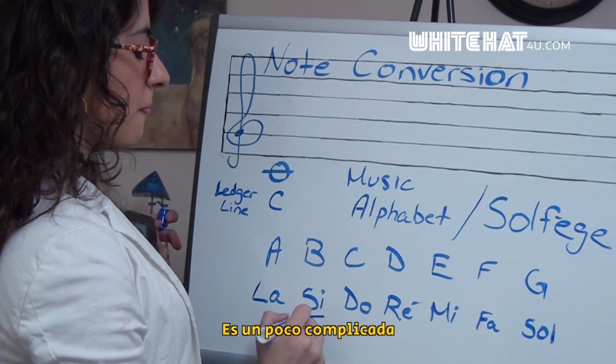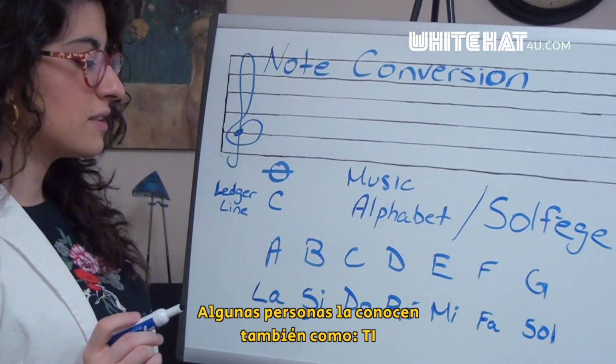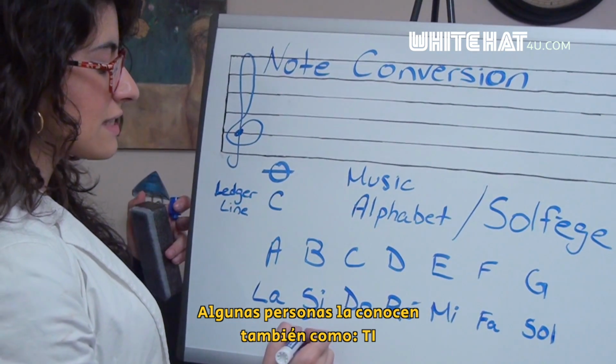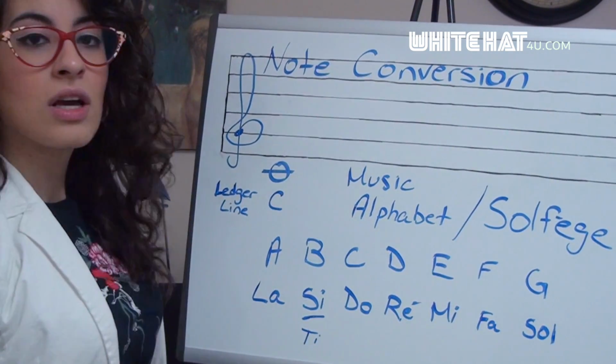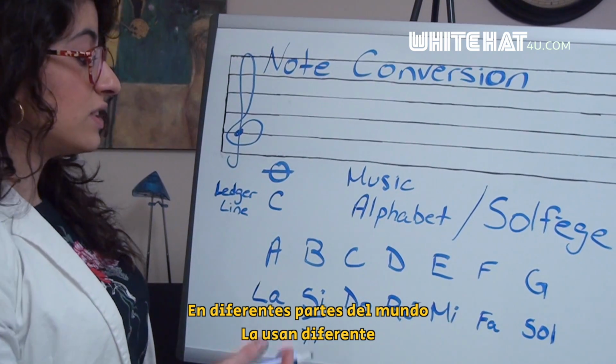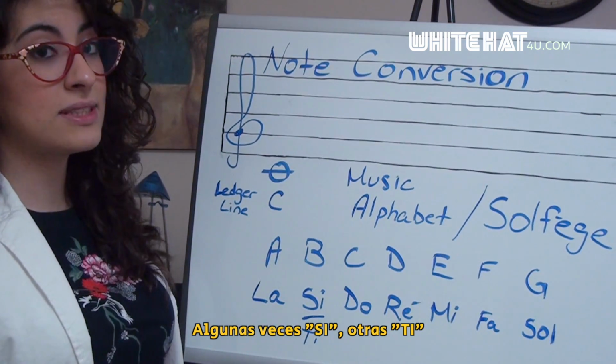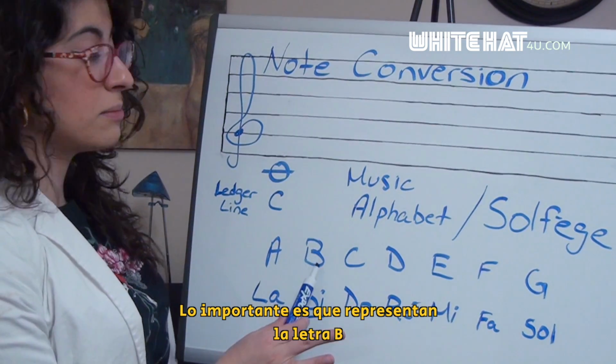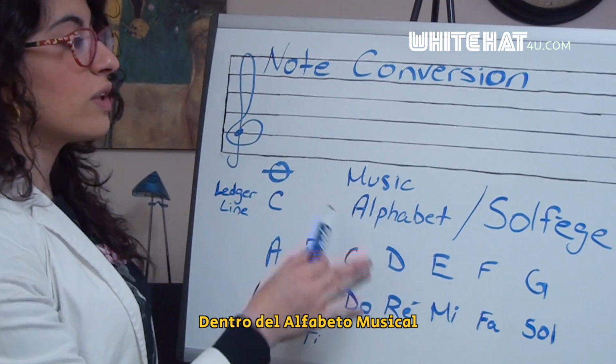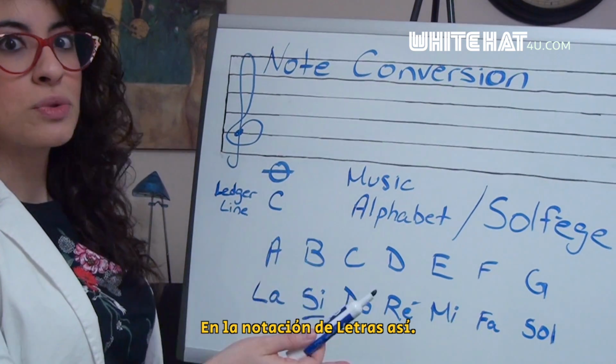This one is kind of tricky because some people know this also as T. In different parts of the world they use different ones. Sometimes it's C, sometimes it's T, but it's always understood to be ultimately a B in the musical alphabet letter notation like this.